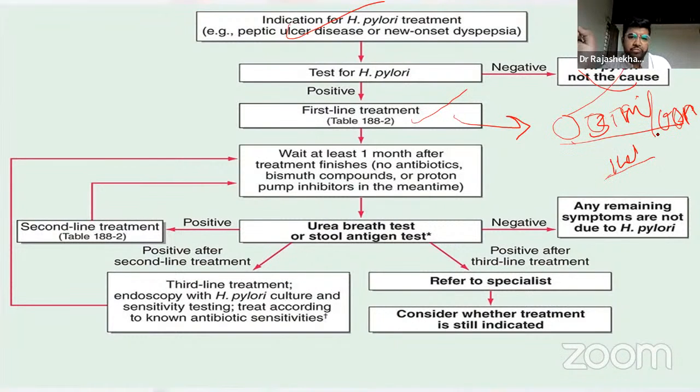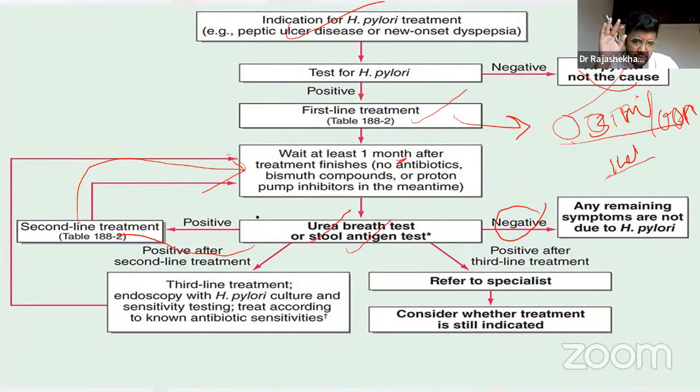After the end of this treatment, wait for 1 month. After the 1 month, get the non-invasive test. You can get either a breath test or a stool antigen test. If it is negative, then yes, your treatment has worked. So with no remaining symptoms, you need not worry about the H. pylori. But if it is still positive, then consider the second line treatment. If the second line treatment ends, then wait for 1 month, and test again. If it is still positive, then consider third line therapy, or you can consider antibiotic sensitivity testing according to the antibiotic resistance pattern, or you can consider early referral to the concerned specialist.